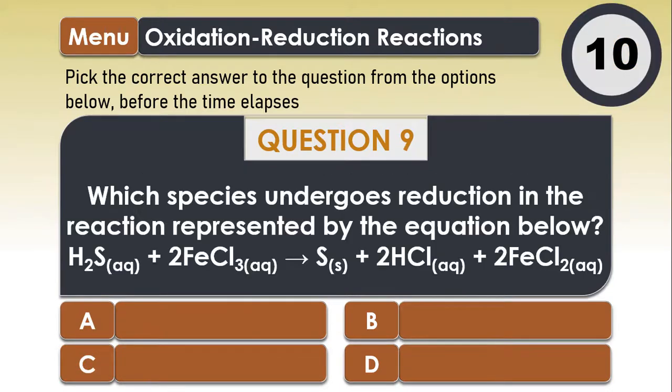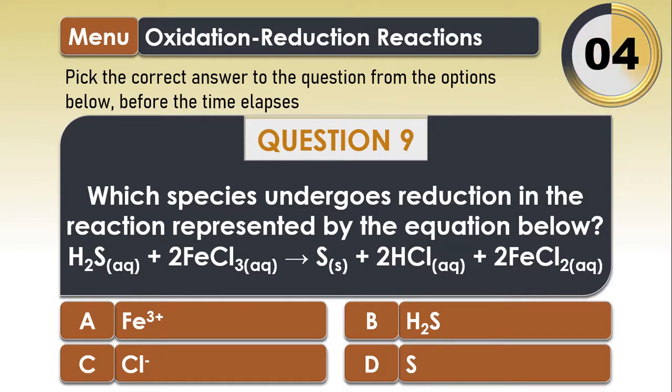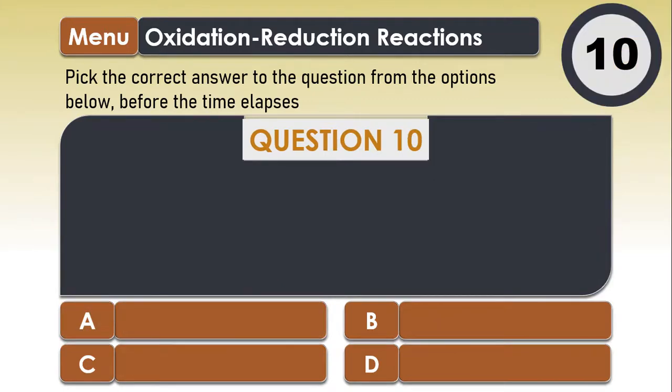Question 9. Which species undergoes reduction in the reaction represented by the equation below? A, iron 3 ion, B, hydrogen sulfide, C, chloride ion, and D, sulfur. The correct answer is A, iron 3 ion.